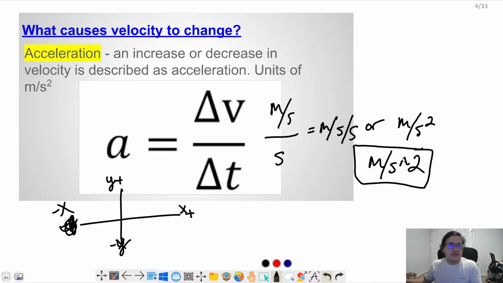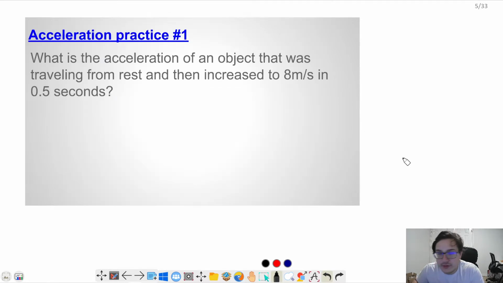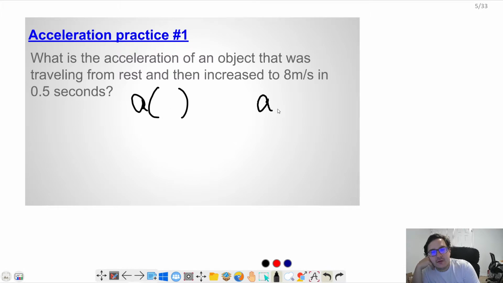Let's try this out now. Let's look at acceleration in terms of an actual question. So what I want you to do is go ahead and pause the video, try this out and ask yourself the question, is acceleration going to be positive or negative? What do you think? And then use the formula to try this out. See if you get there, okay? You pause the video.